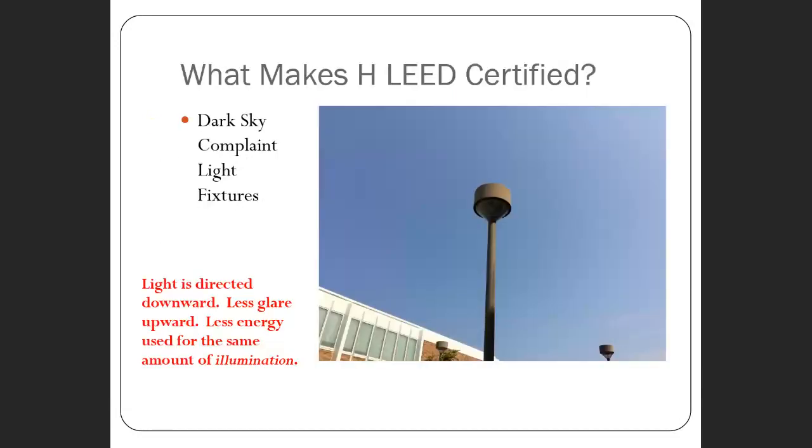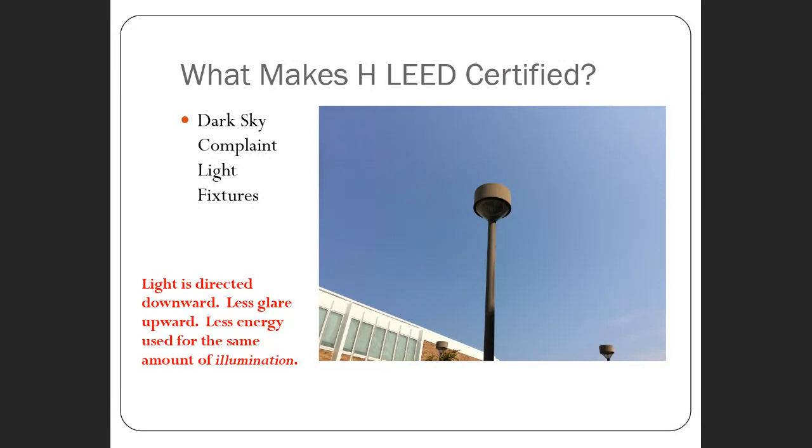We saw a good example of steps that we can take as designers and construction professionals to reduce light pollution. And we saw these fixtures, or you might remember seeing fixtures like this, or the fixtures in the parking lots at, right?